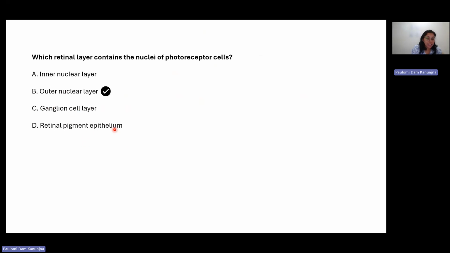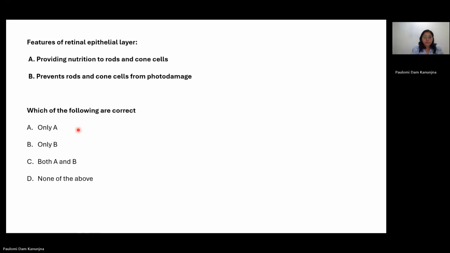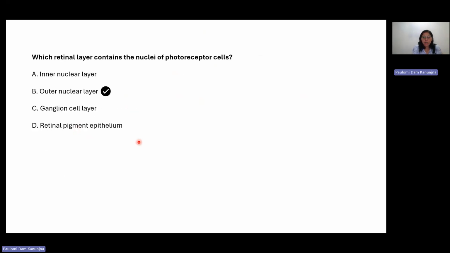And the retinal pigment epithelium, as the name suggests, has pigmented cells, and they support the photoreceptors. They are mostly for nourishment and maintenance of your photoreceptor cells. Okay, these are present in the outer layer. Then you have the inner nuclear layer, which has the other cells that we have. Okay, now retinal pigment layer only.